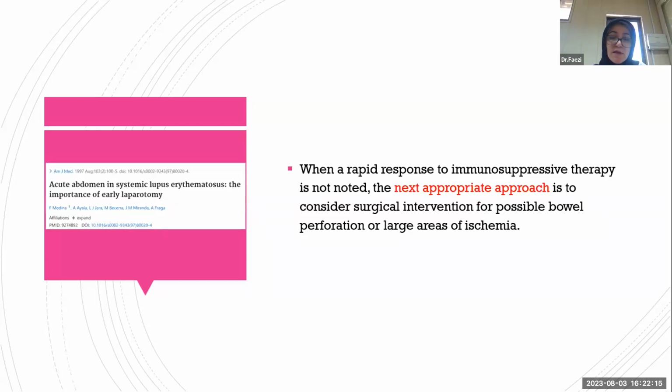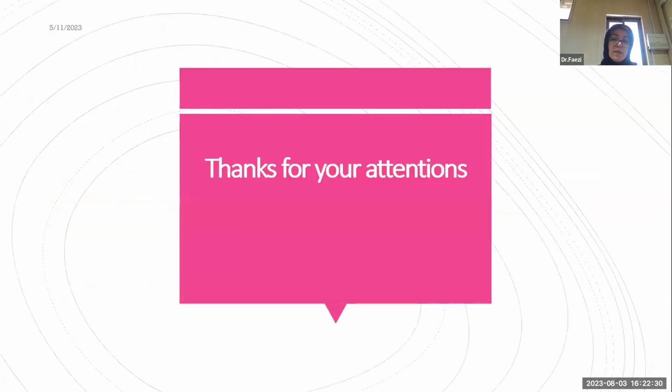And in this case, when we have no rapid response to immunosuppressive therapy, the next appropriate approach is to consider surgical intervention for possible bowel perforation or a large area of ischemia.